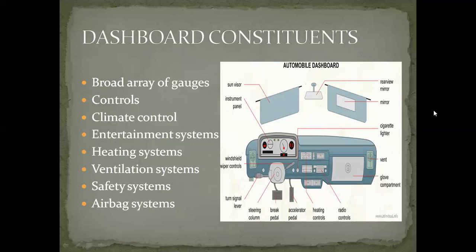Next we have the dashboard constituents. Whereas the dashboard originally included an array of simple controls and instrumentation to show speed, fuel level, and oil pressure, the modern dashboard accommodates a broad array of gauges and controls as well as information, climate control, and entertainment systems. Contemporary dashboards may include the speedometer, tachometer, odometer, engine coolant temperature gauge, and fuel gauge. Turn indicators, gear shift position indicator, seat belt warning light, parking brake warning light, and engine malfunction lights.